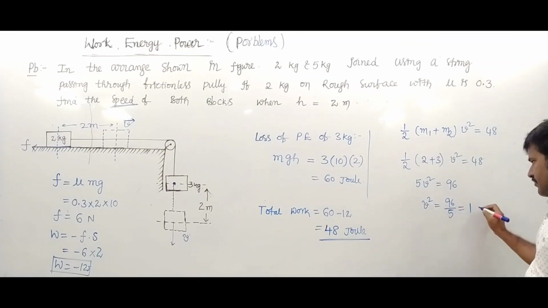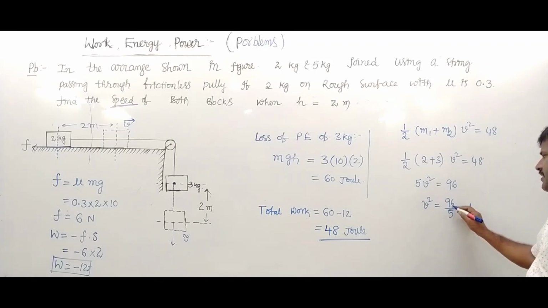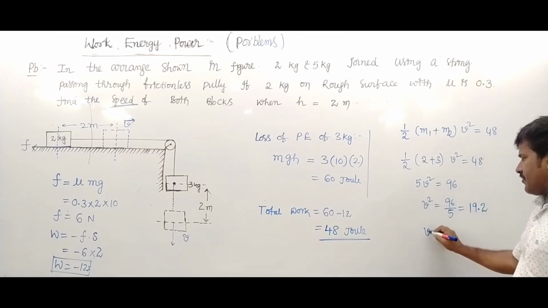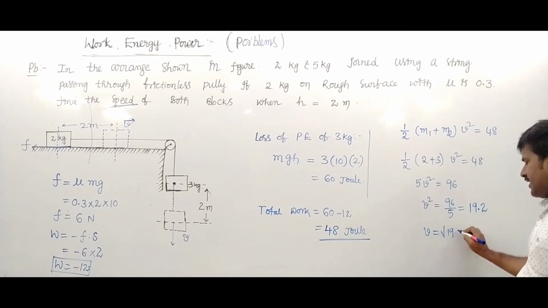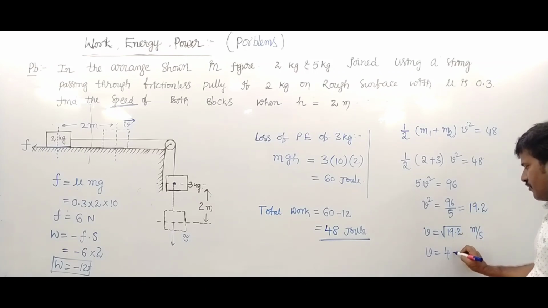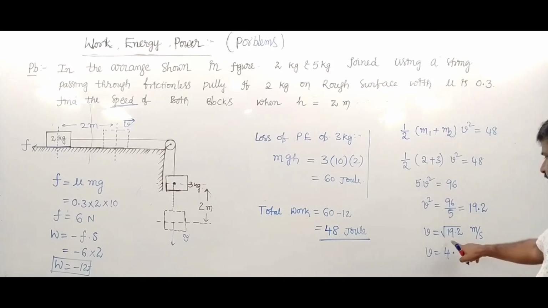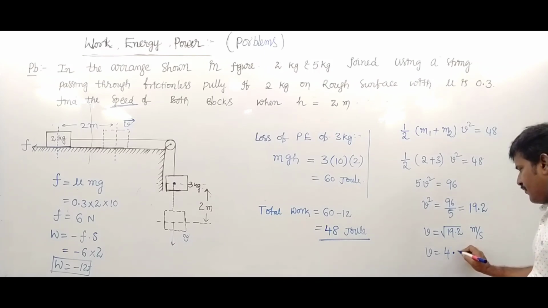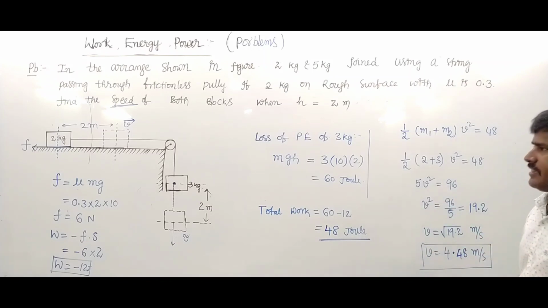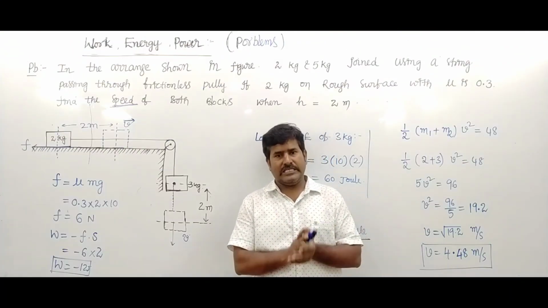So v square is approximately 19.2. V equals under root of 19.2 meter per second. So the velocity becomes around 4.5, approximately 4.48 meter per second. So this is the velocity, in work power energy.